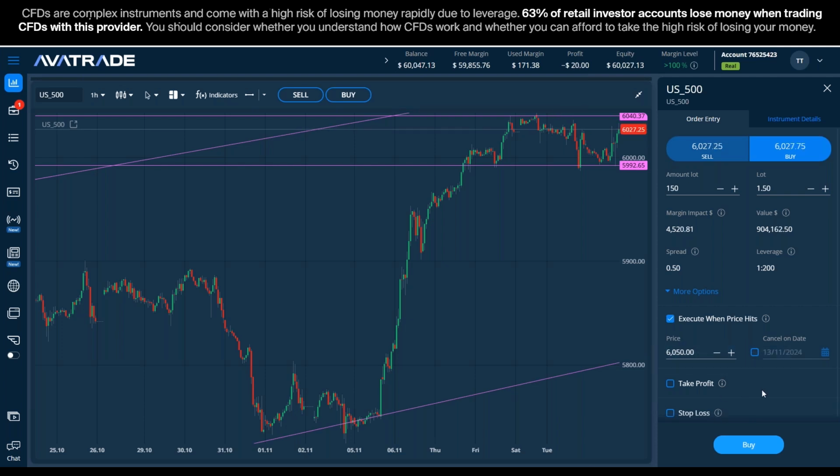That's what we call a buy stop pending order. On our web trade and our app, you don't have to know if it's called a buy stop or a buy limit or a sell stop or a sell limit. Those technical names you don't need to know. We make it very simple. Execute when price hits. If it hits 6,050, I'm buying because I chose buy.